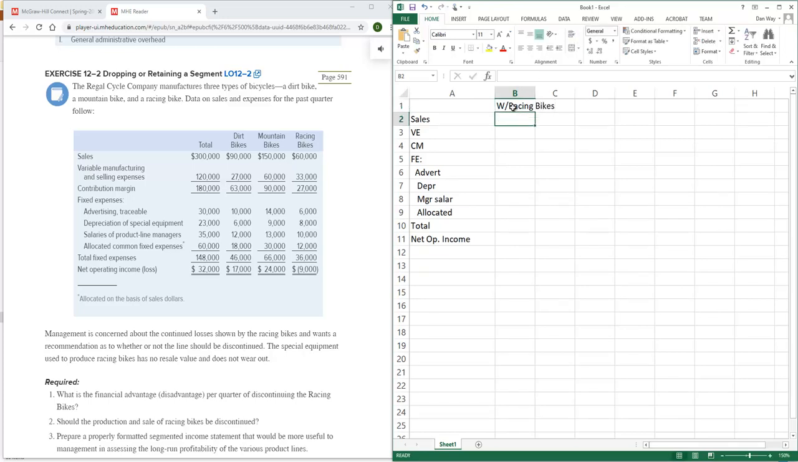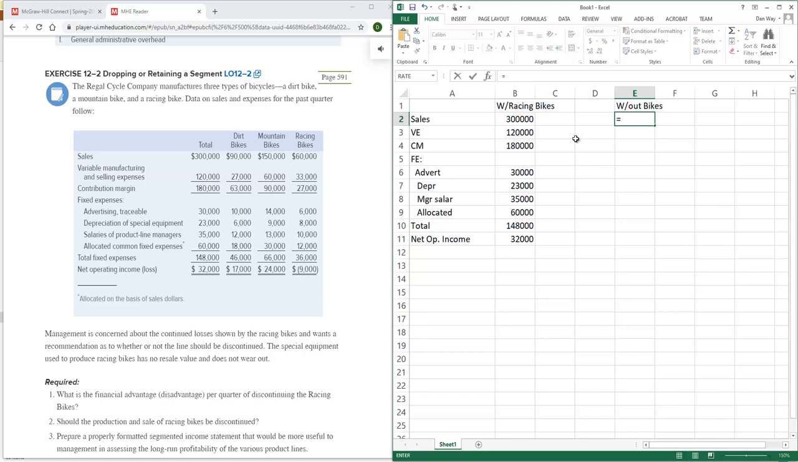We're saying this is with the racing bikes. So total sales as shown in the box, $300,000. Variable expenses of $120,000 for this contribution margin of $180,000. Then we have the fixed expense totals, again shown right there in the box. Manager's salaries, allocated fixed expenses at $60,000. Total of $148,000 for net income of $32,000.